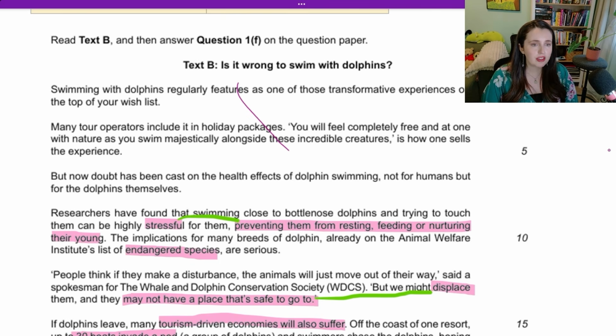Let's read. Swimming with dolphins regularly features as one of the most transformative experiences on the top of your wish list. Many tour operators include it in package holidays. You will feel completely free and at one with nature as you swim majestically alongside these incredible creatures, is how one sells the experience. But now doubt has been cast on the health effects of dolphin swimming, not for humans but for the dolphins themselves. No points here. You might think health effects might be one, but it's not specific enough, so we need to carry on reading and you'll see that there are specific examples of those health effects. So health effects by itself is not a point.